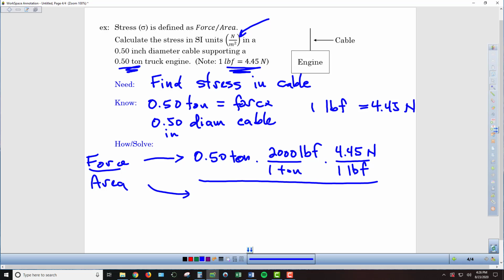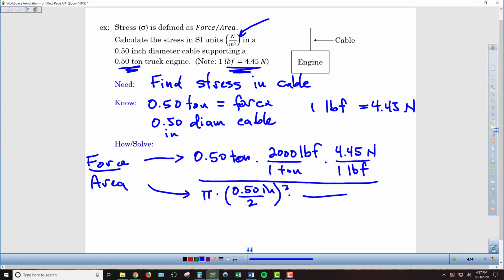So for the area, hopefully we remember that the cross-sectional area, in this case for a cable, is going to be round. So we're going to have to go with pi times radius squared. So I'm going to do pi times my 0.50 inch diameter divided by 2, and square it. And then I'm going to have to take those inches squared and convert them into meters, because I eventually need to have meters in the bottom.